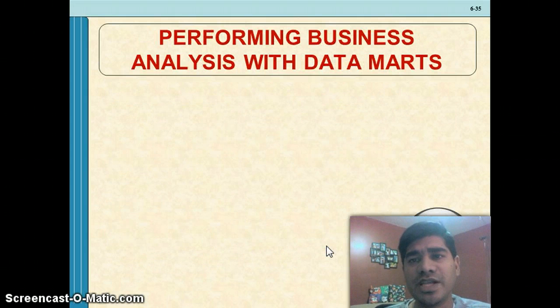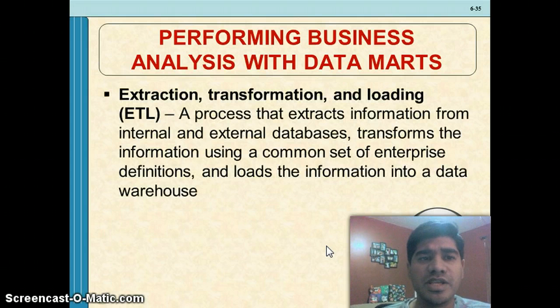Now, we talked about ETL. So the ETL processes extraction, transformation and loading. In this process, what happens is a process that extracts information from both external and internal databases. It transforms the information using a common set of enterprise definition. What that means is it'll take the information and apply same metrics all across.